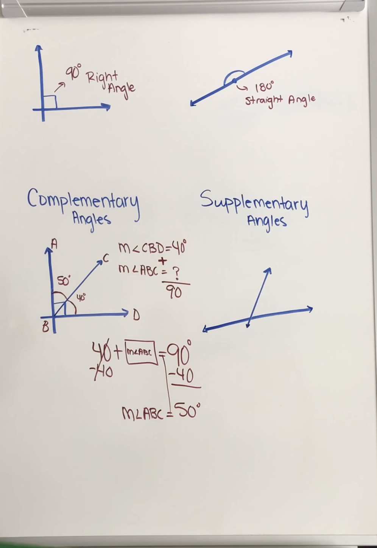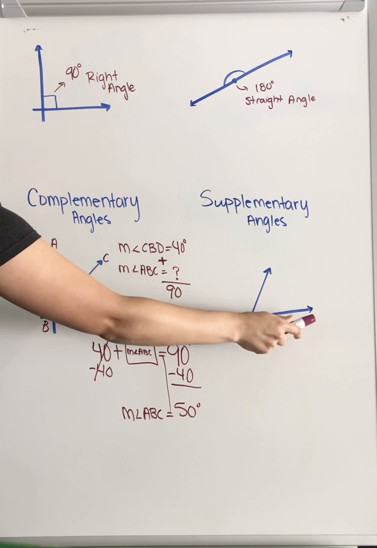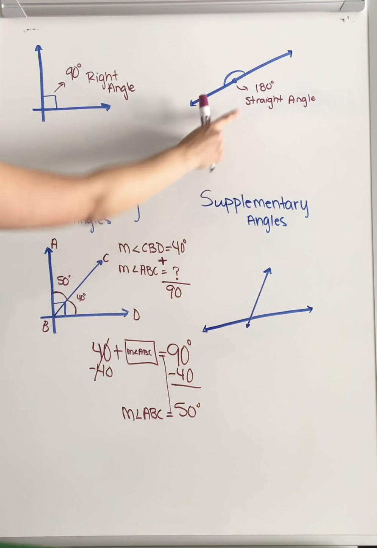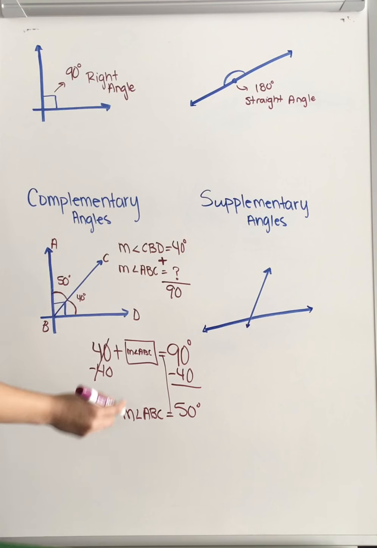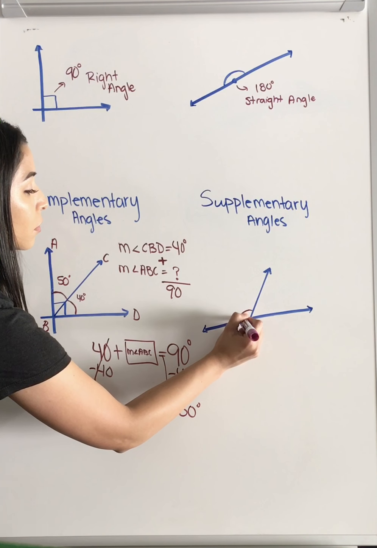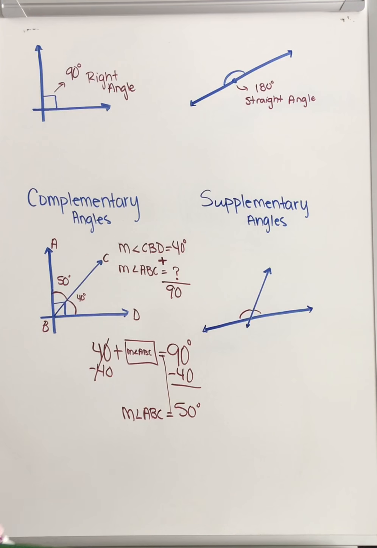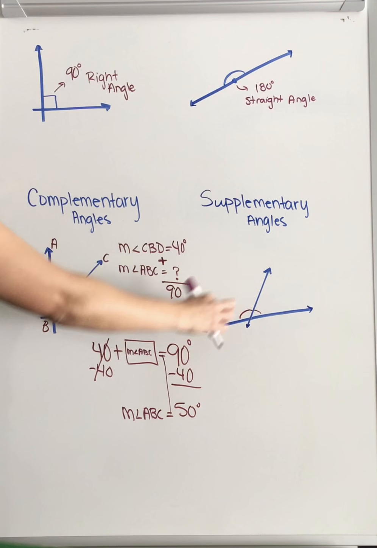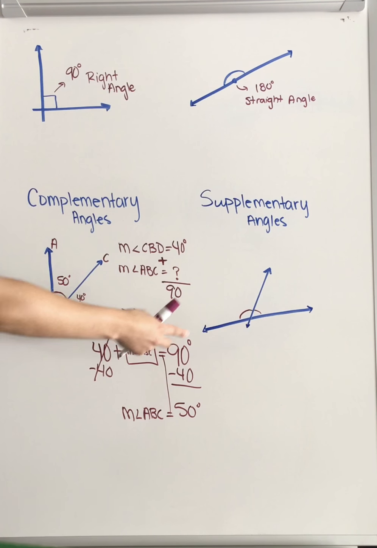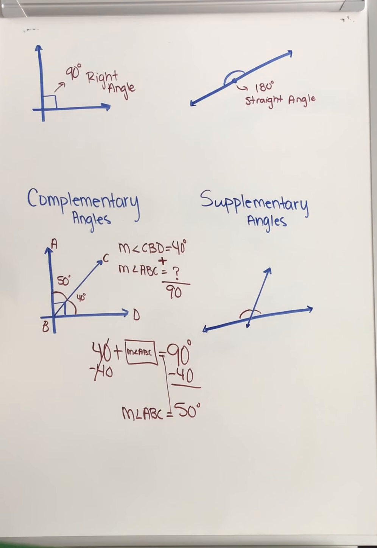Okay, supplementary angles. Those will add up to 180, right? It's on a straight line there. See the straight line? So that's 180 degrees. That means that this angle plus this one should add up to 180 degrees. Okay, this one I'm going to label a little bit differently because you're going to see problems labeled all different ways like this.